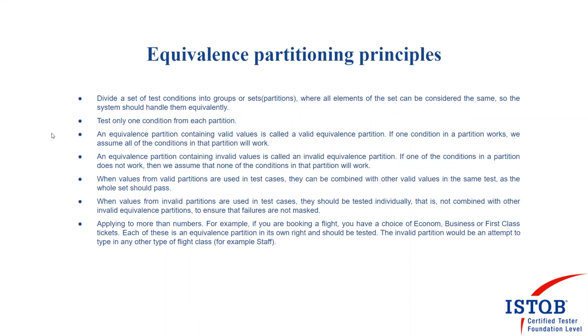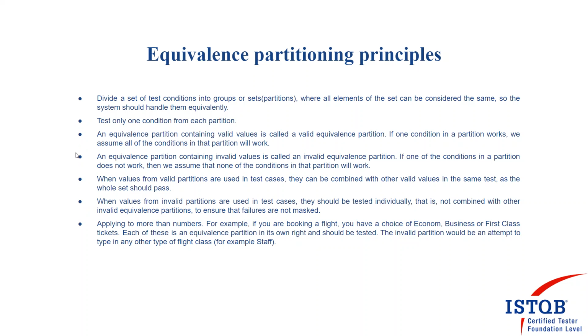Let's get familiar with main principles of this technique. Divide a set of test conditions into groups or partitions where all elements of the set can be considered the same, so the system should handle them equivalently. Test only one condition from each partition. An equivalence partition containing valid values is called a valid equivalence partition. If one condition in a partition works, we assume all of the conditions in that partition will work.